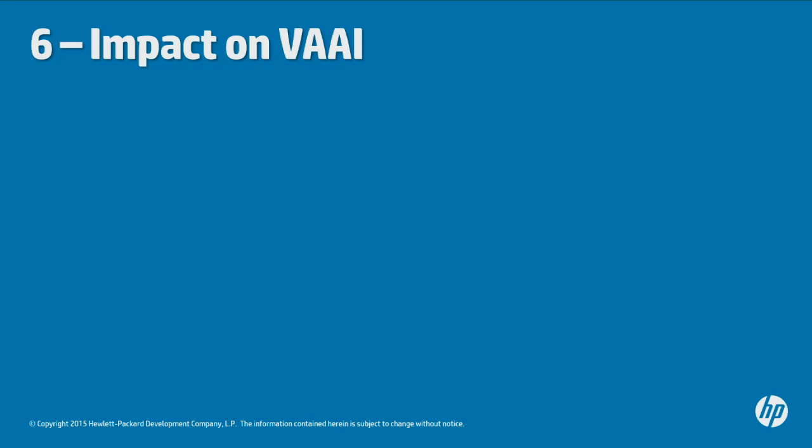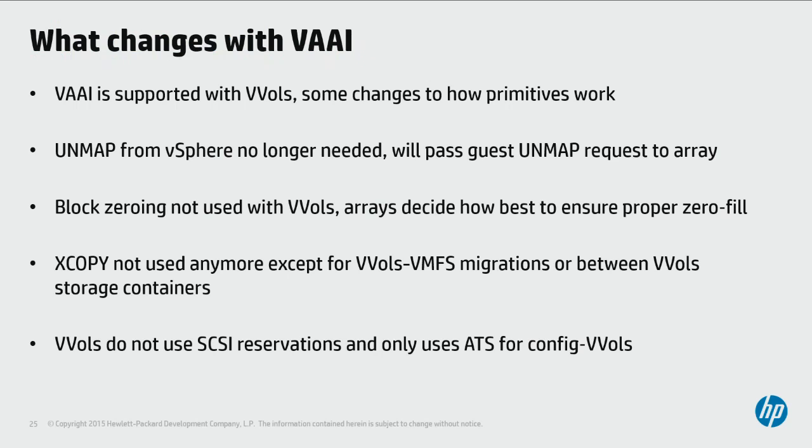So the impact on VAAI. What changes is still supported, but some of the primitives changed a little bit differently. So Unmap, like I mentioned, we don't really need that anymore. We're not doing any more Unmap operations in that. The ones that happen within the guest get passed through, but we're not actually having to have vSphere tell us to go back and unmap space. So that one's not really used anymore by vSphere to reclaim space because it's now automatic.